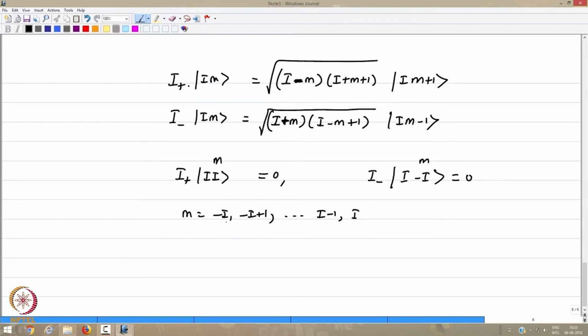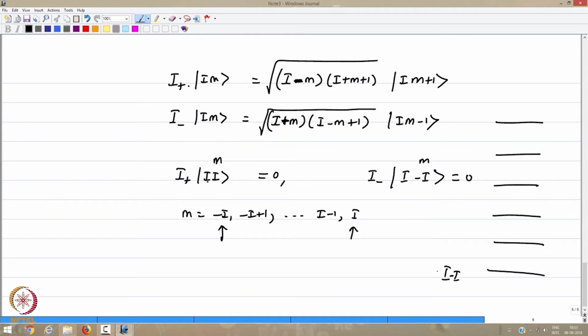For a spin a half, it was very easy. This was a minus a half and this was a plus a half. There were only two states because minus I plus 1 stopped with I. Therefore, for a spin a half system, the I plus on I I was essentially I plus on half half, that was 0. And you can see that right away, that I minus m ensures that m never exceeds I.